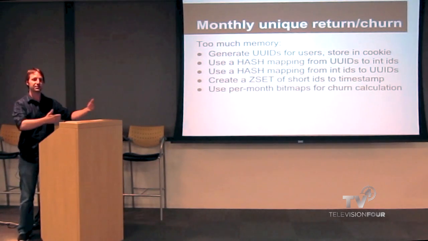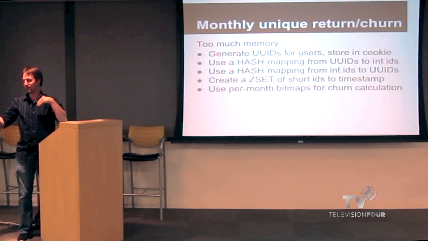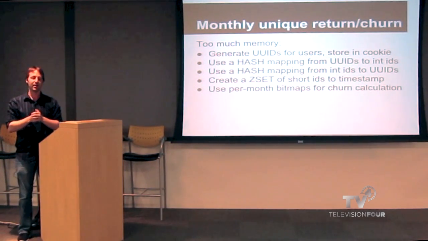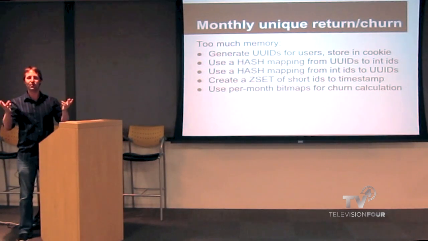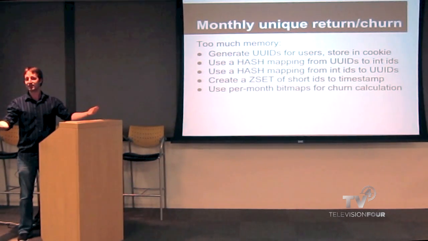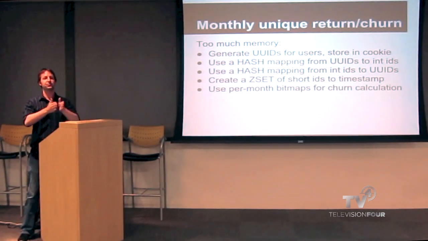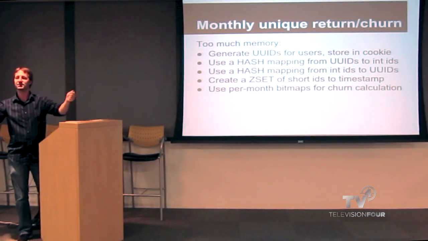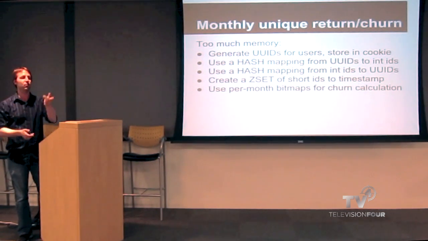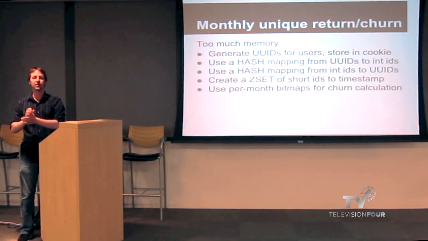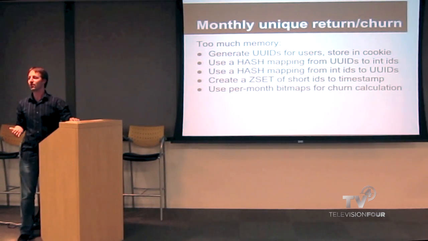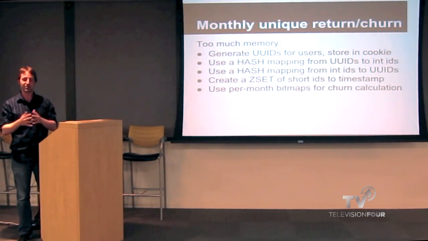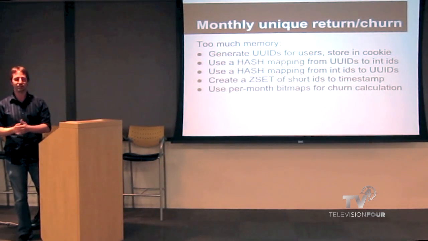How this works is somebody comes in, we create a short ID for them, and then with that short ID, we map it to a bitmap. Redis has this concept of bitmaps on top of strings. You have a string where you can access individual bits, and you can read or write individual bits, which for certain types of problems is very easy and very concise on memory.